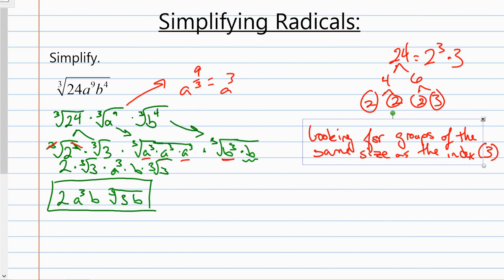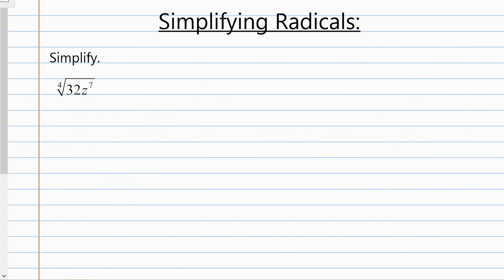Let's look at another one. I would like to simplify the fourth root of 32z to the 7th. Once again, my basic strategy is to break this into pieces. So I'm looking at the fourth root of 32 times the fourth root of z to the 7th.